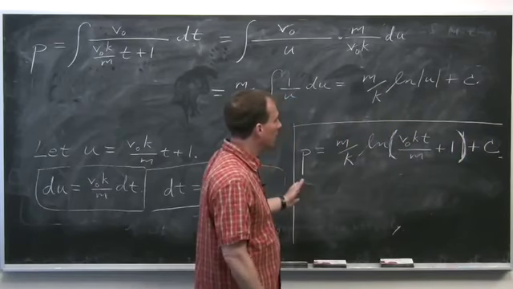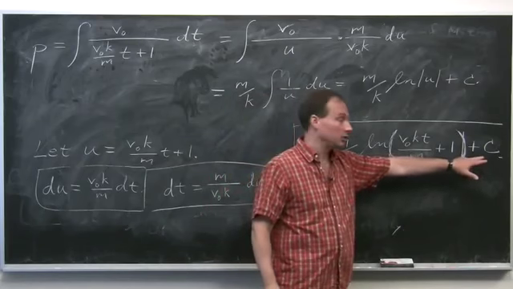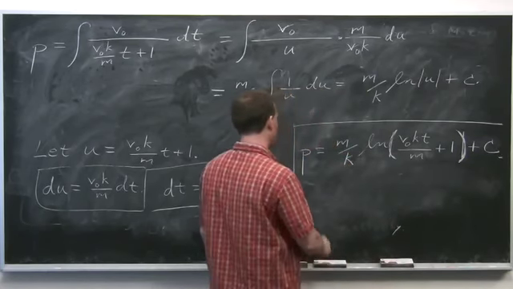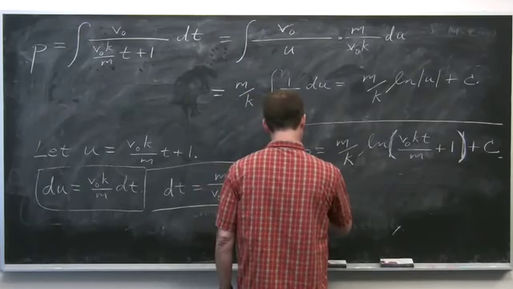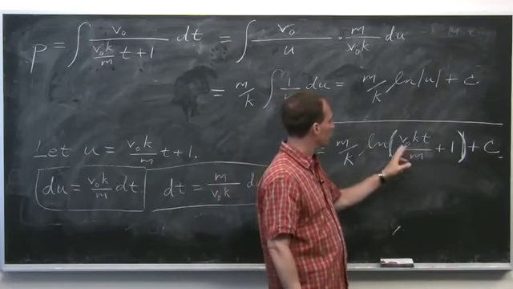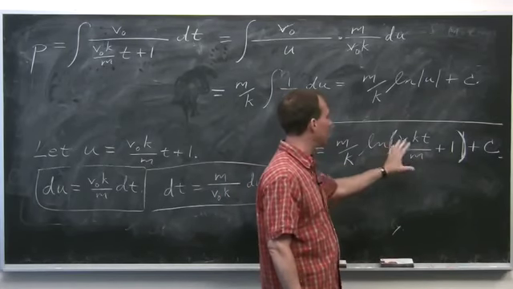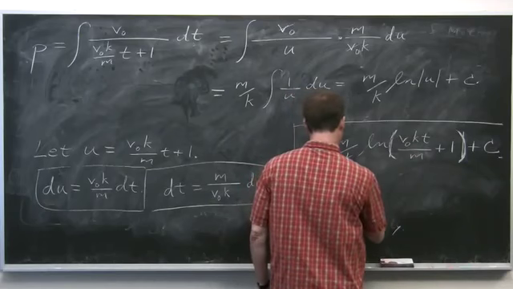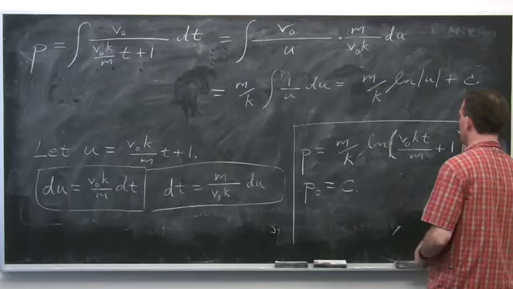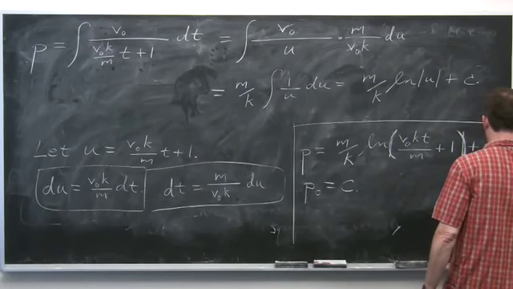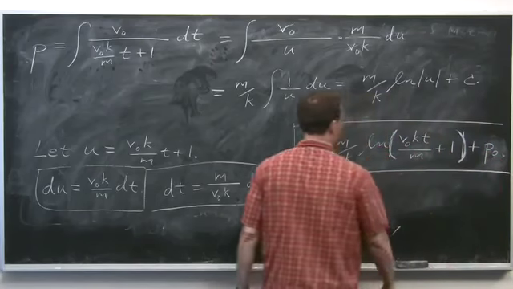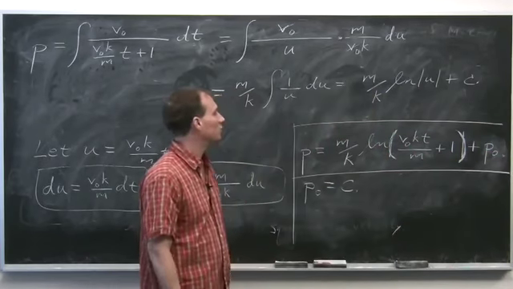They're not wrong. We'd like to give some physical meaning to this c. How do you do that? You put in the tautological initial data that the position is the initial position when t is 0. When t is 0, you get the natural log of 1. The natural log of 1 is 0. So p naught is c. So our solution for the position is this: the position equals m over k times the natural log of v naught k t over m plus 1, plus the initial position.